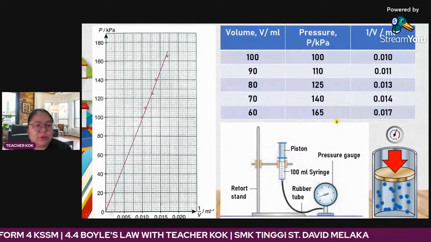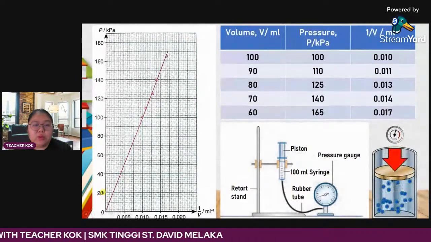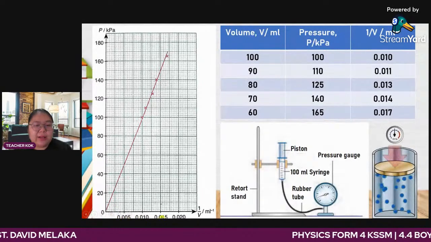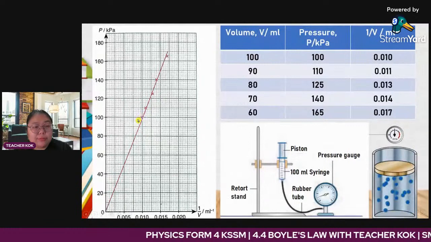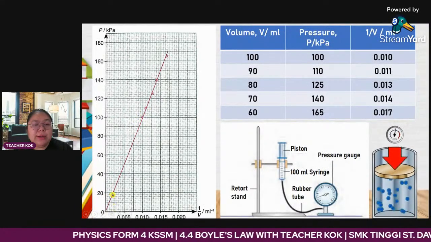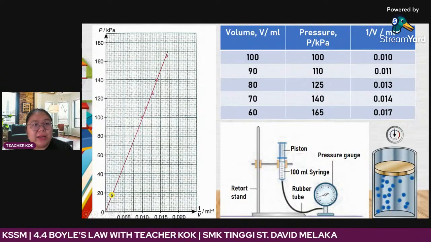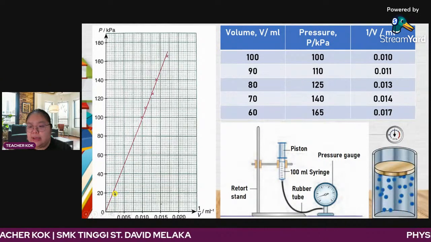Remember, you need to use the standard uniform scale. Okay, 20, 40, 80. Then the bottom one using 0.05 until 0.02. Okay, then you plot. Then you draw. Remember, the line must pass through 0. So this one is a directly proportional graph. Okay, then we go through to the analyzing.